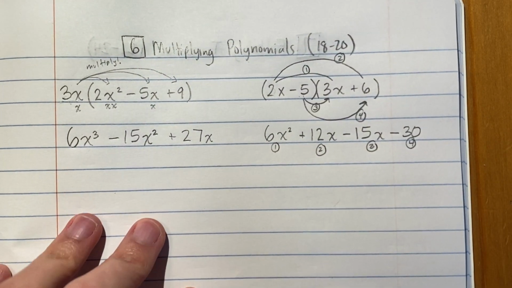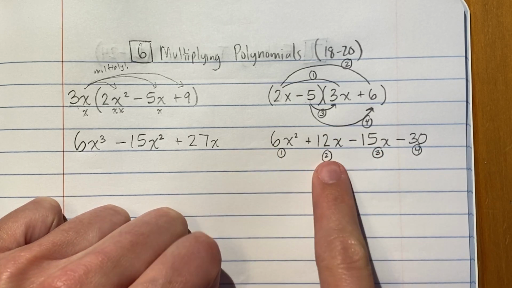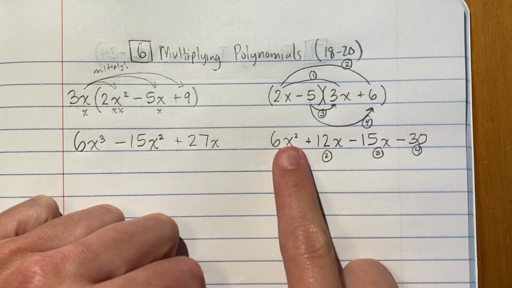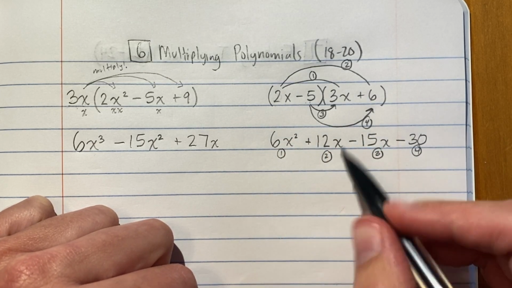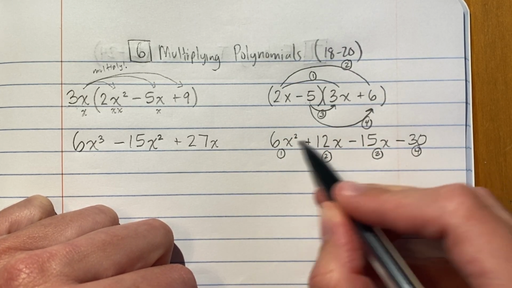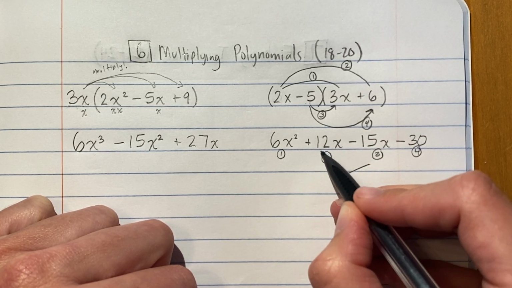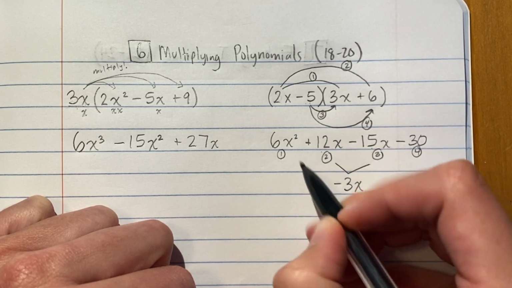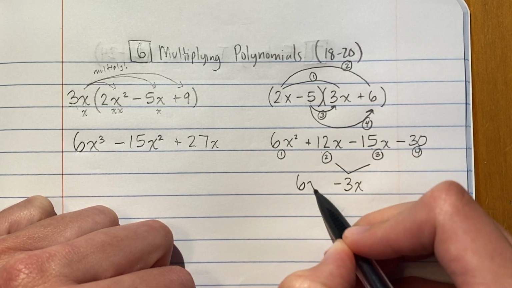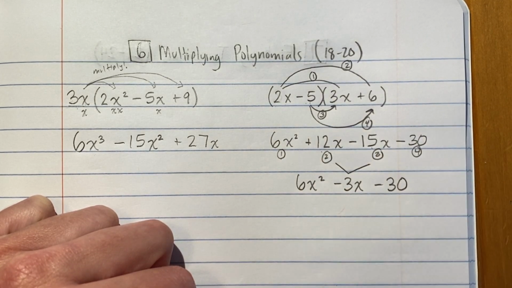Okay, and then what I observe is that these 2 are like terms. Now look, this is not like terms with these 2. Why? Because this has an exponent of 2. These have an invisible exponent of 1, so they don't have the same. These 2 don't have the same exponent. They're not like terms. But these are like terms, and we can combine them. So this is 12 minus 15 is negative 3x. Okay, and then I'm just bringing down this, and I'm done.